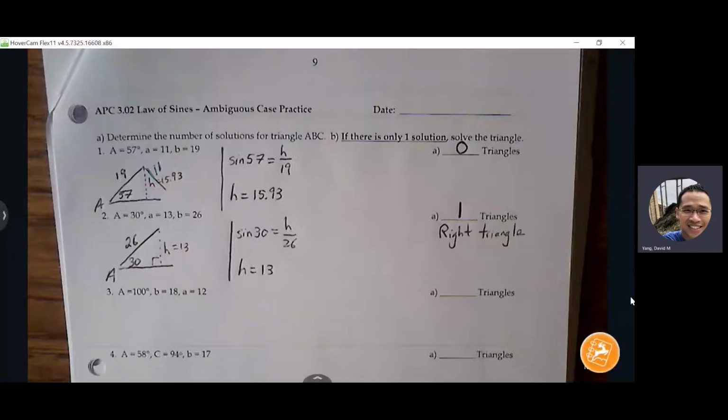Okay, let's go to page 9 and let's pick up where we left off. Okay, so we're going to continue with law of signs. Ambiguous case practice.